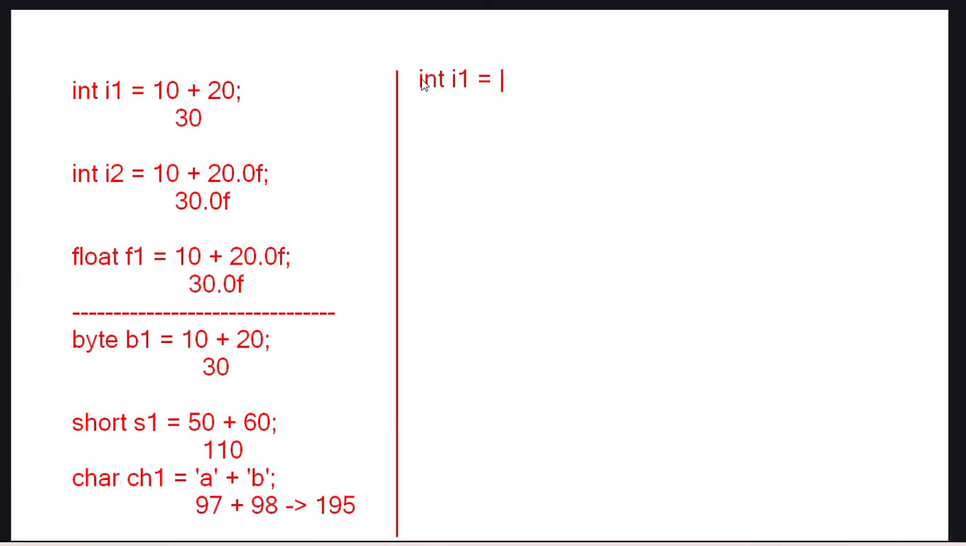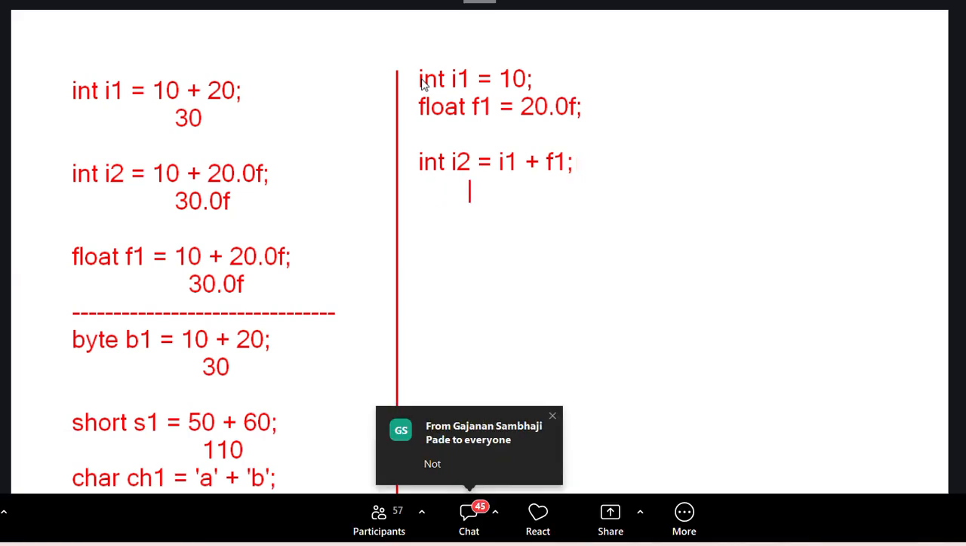Next, what am I taking? Variables. int i1 equal to 10. Okay. float f1 equal to 20.0f. And now I am writing int i2 equal to i1 plus f1. Compile or not compile? Not compile. Tell me, what will the compiler take from this expression? Variable type, not variable value. In i1's place what will it substitute? int. In f1's place what will it substitute? float. And tell me, int plus float, the result is what? Float. Can a float be assigned to int?